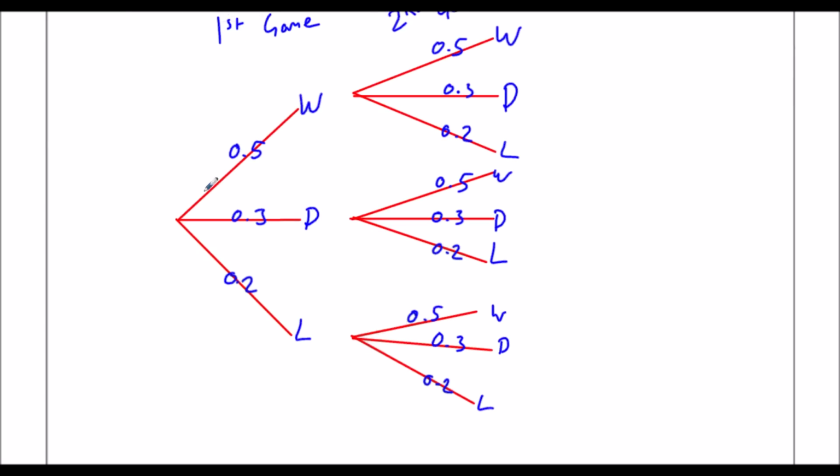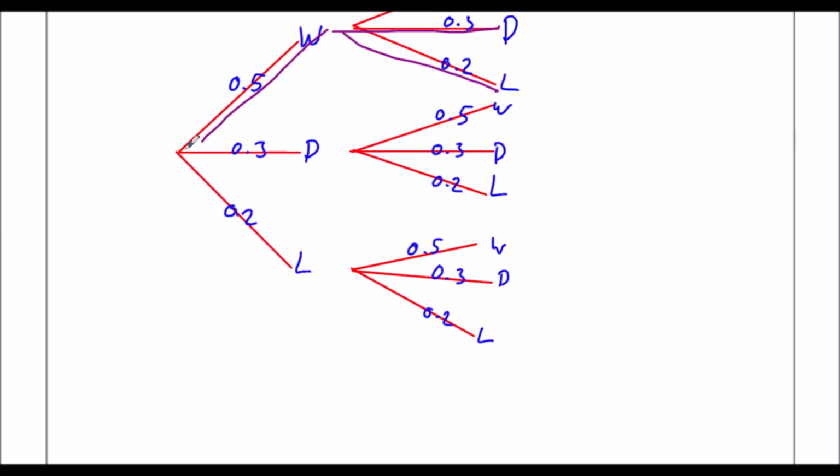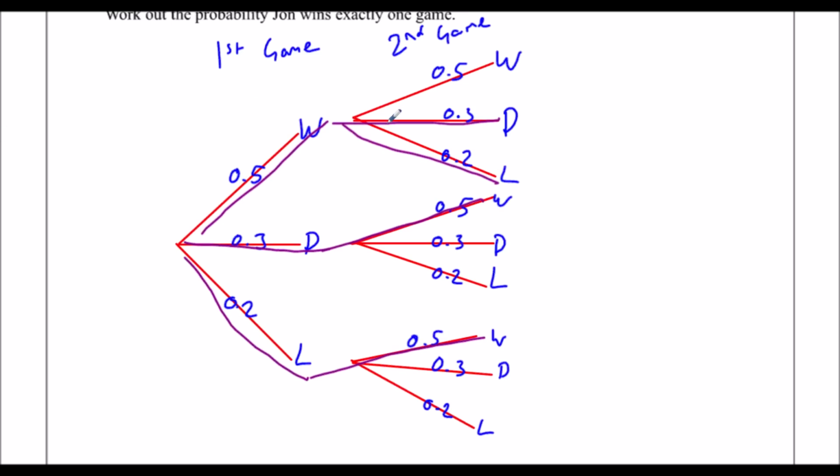So if he wins the first game, he could draw the second, or win the first one and lose the second. If he draws the first one, he could win the second. And if he loses the first game, he could win the second. So those 4 outcomes are what we're looking for.